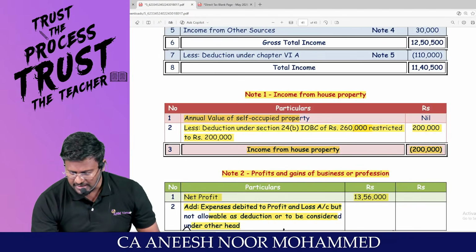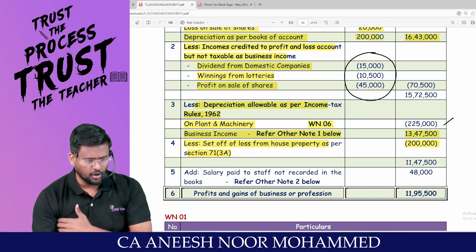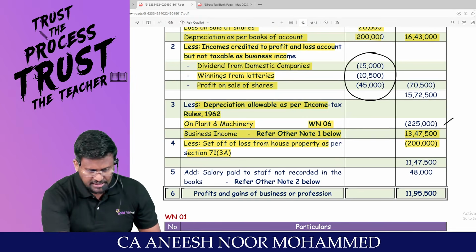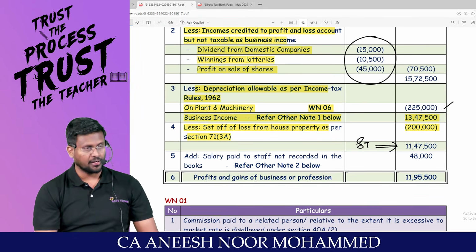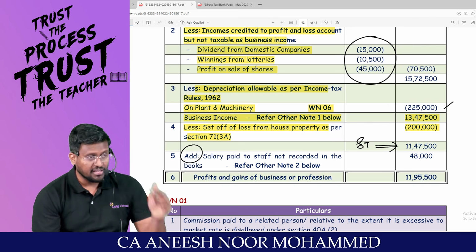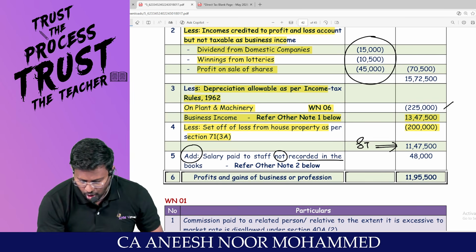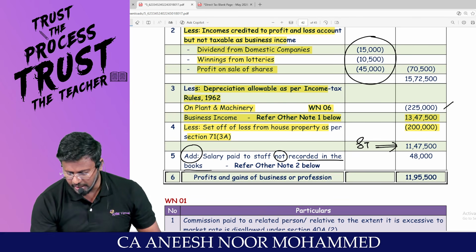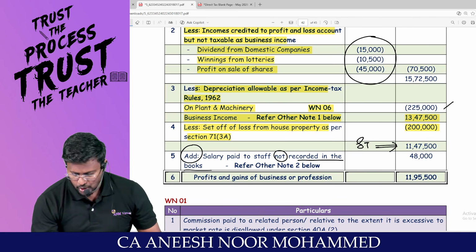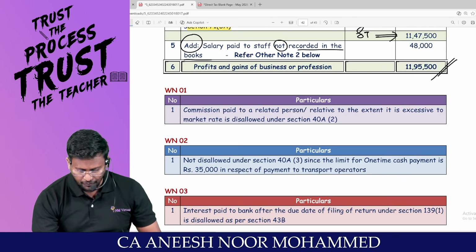That's why the answer here is nil. Am I right? Because PGBP set off we have done. So you will be getting a subtotal of 11,47,500. And here the game starts. Salary paid to staff not recorded in the books is an unexplained expenditure. 48,000 should be added in PGBP. So the profits and gains of business or profession comes to 11,95,500.